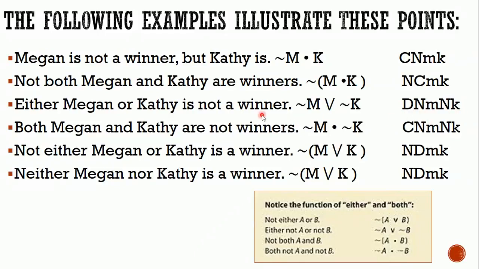See that? Both Megan and Kathy are not winners. So, main operator conjunction. So you have not M, not K, conjunction of not M and not K. Not either Megan or Kathy is a winner. So not M or K. Boom. Parentheses, negation. This is our main operator, so we stick that on the outside, capital N, disjunction MK.